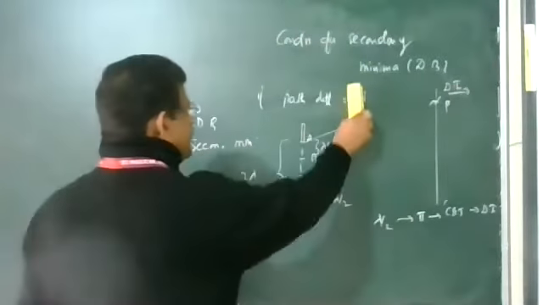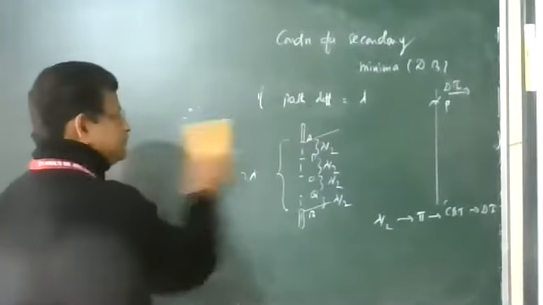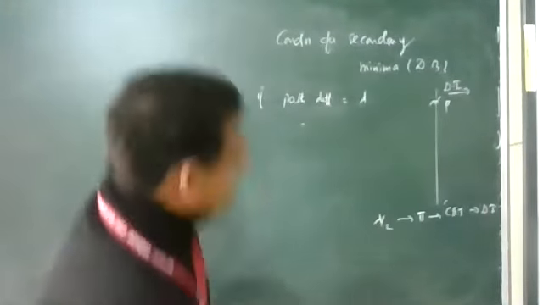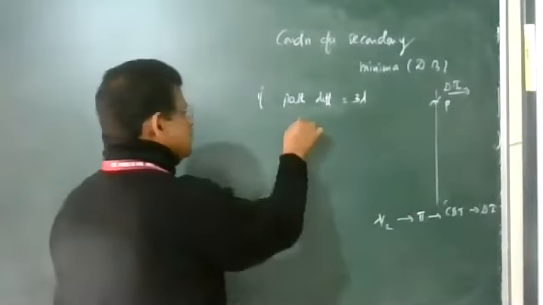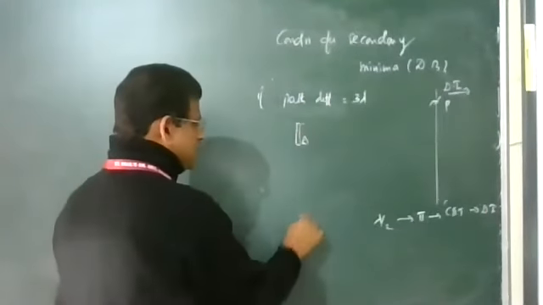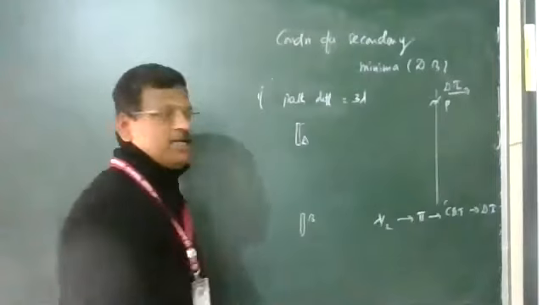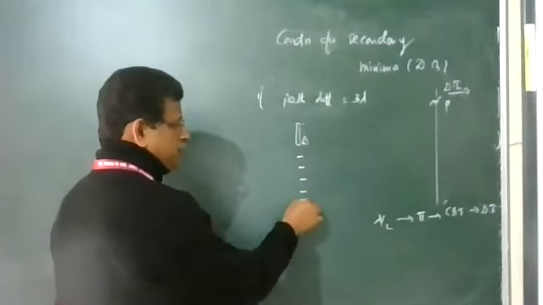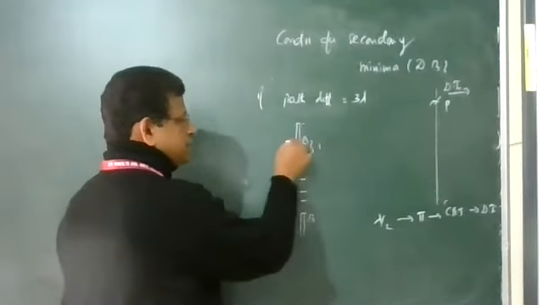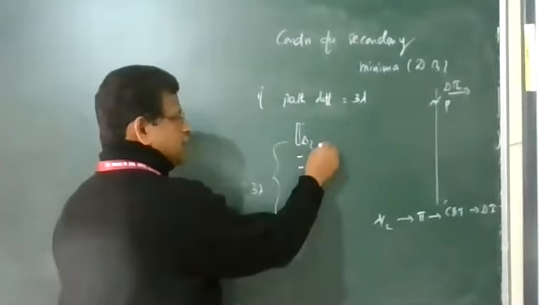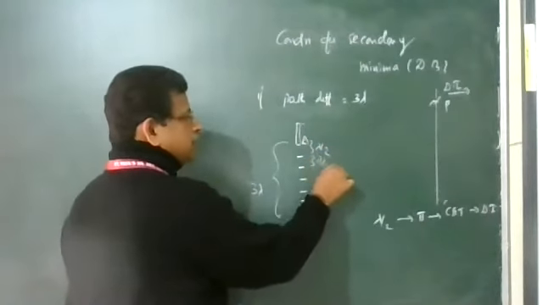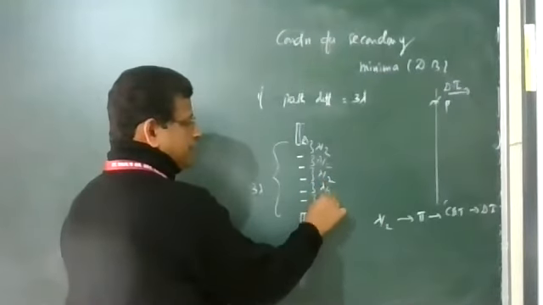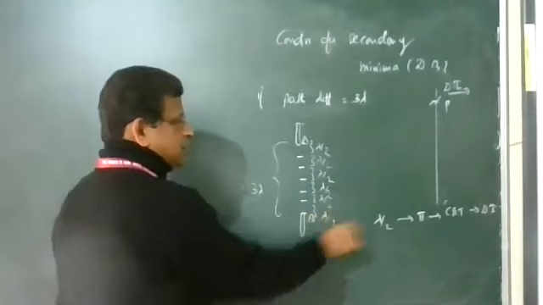Again we proceed: suppose the path difference is 3 lambda. Then the slit is going to be divided into 6 equal parts: 1, 2, 3, 4, 5, and 6. Between A and B the path difference is 3 lambda, so each of the 6 equal parts has a path difference of lambda by 2.